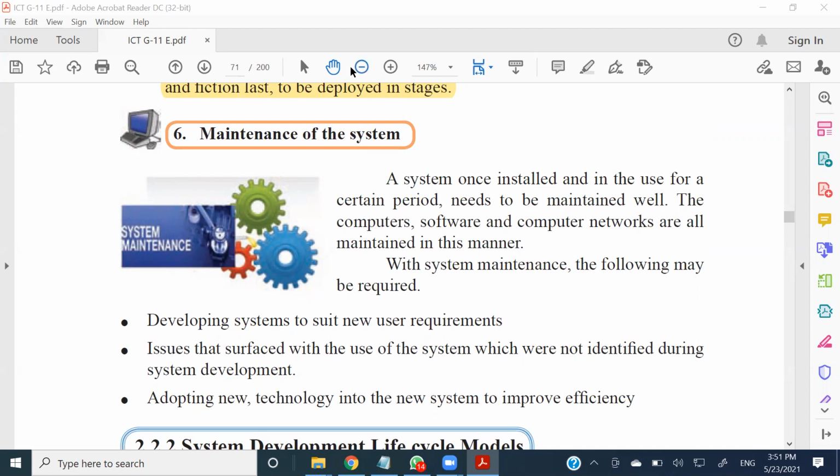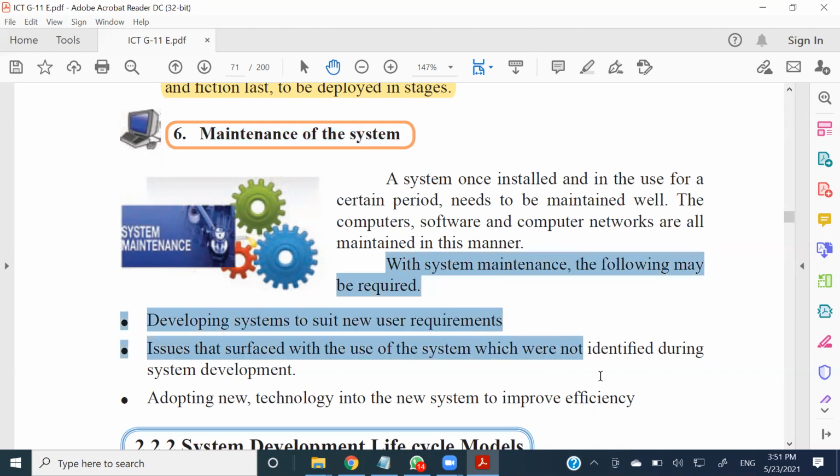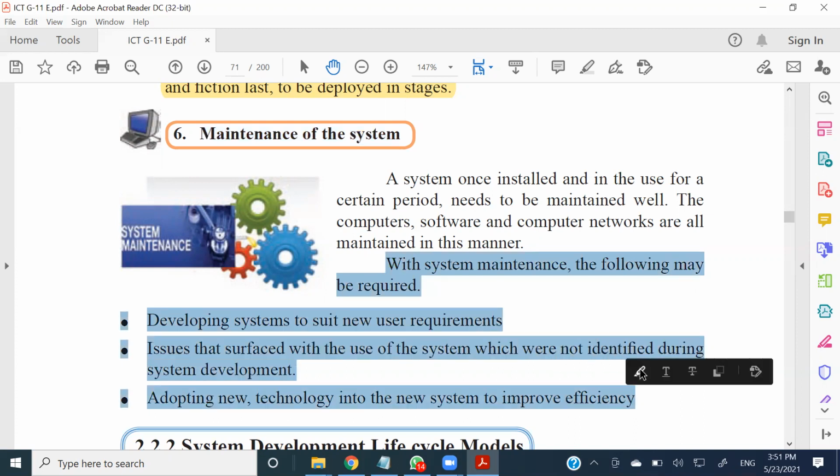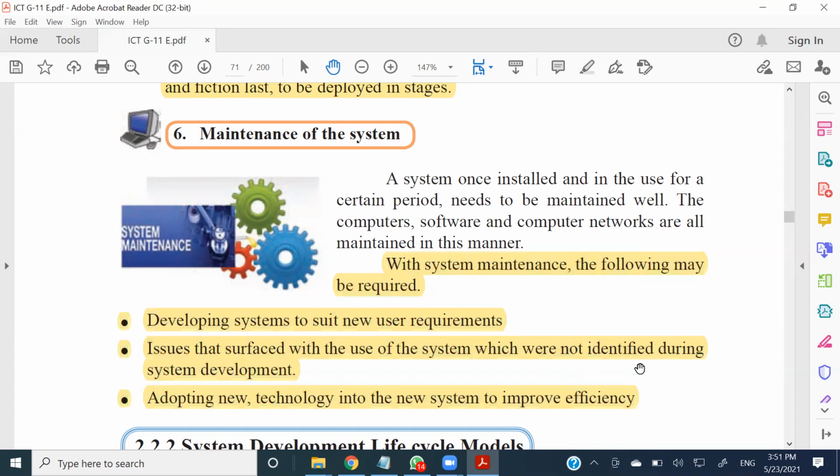Okay, so regarding the maintenance of the system, that is the last step of the system development life cycle. So put down the heading and let's copy these things. You start from this point to the very end. Write it down.